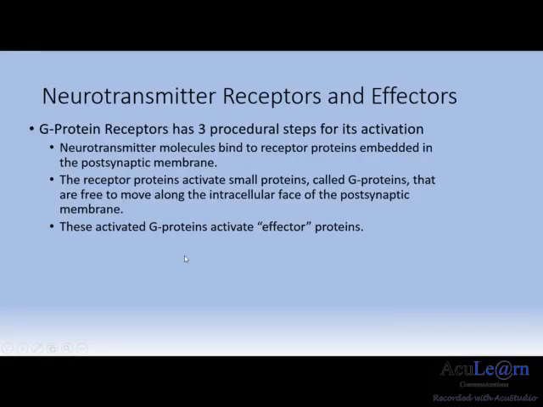The other form of receptor is the G-protein receptor that is activated through 3 steps. Firstly, neurotransmitters bind to the receptor proteins at the postsynaptic membrane. These receptor proteins proceed to activate small proteins known as G-proteins that have the freedom to move along the intracellular face of the postsynaptic membrane. These G-proteins then activate effector proteins. These effector proteins can be G-protein-gated ion channels that open when G-proteins activate them, or they can be enzymes that synthesize second messengers. Second messengers act to activate other enzymes that play a role in cellular metabolism and regulation of ion channel function.